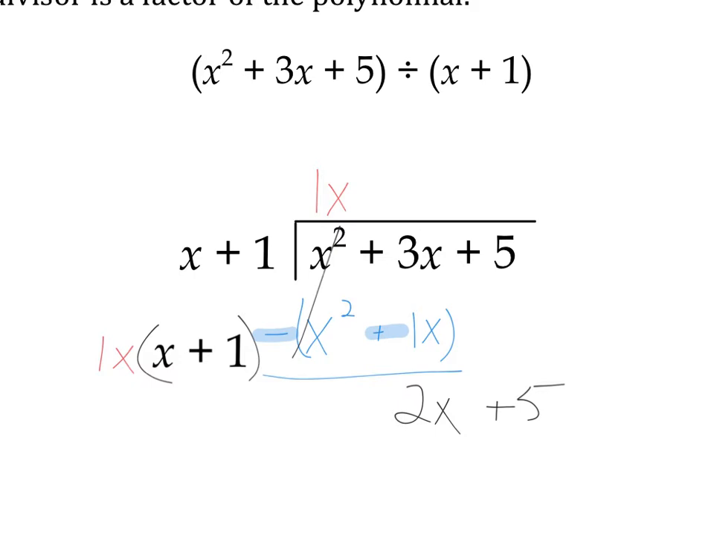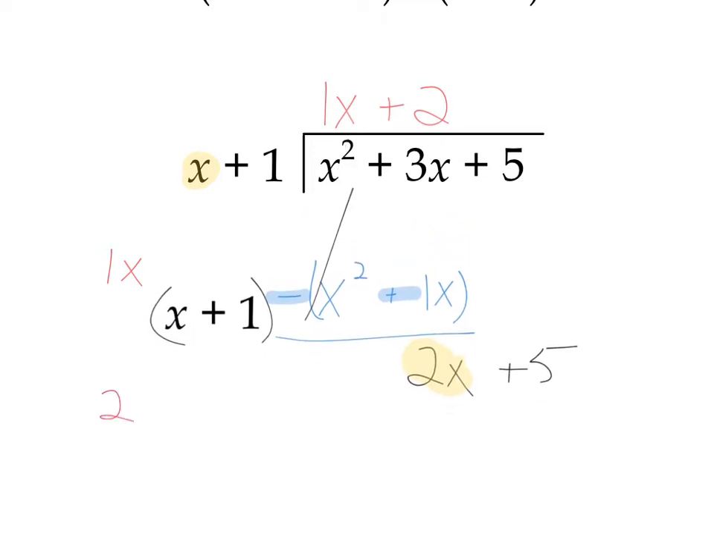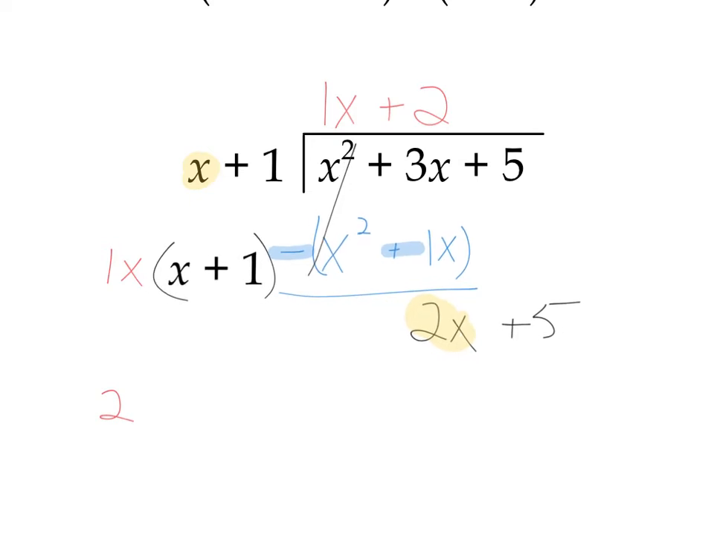Well, I'm going to do that whole process over again. I'm looking at first term, first term. What do I need to multiply to this x to get a 2x? How do I turn a plain old x into a 2x? Well, I would multiply that by a positive 2. So positive 2 goes up top as part of my quotient. And then off to the side, I'm going to write, okay, what is 2 times my divisor, which was x plus 1? What would I get there? Well, I would get 2x and a positive 2, so 2x plus 2.